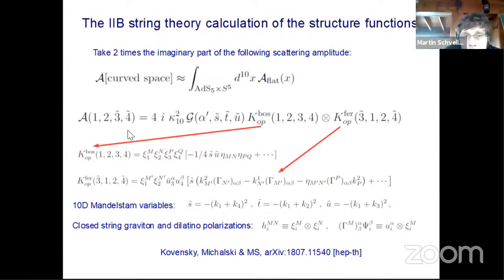The flat scattering amplitude is given by the product of these things. This function here contains the gamma structure of the amplitude, and this contains the kinematic parts of the bosonic open string and the fermionic open string. This is a typical Kawai-Lewellen-Tye formula. This is the way in which these 2 functions are written just in terms of Mandelstam variables in 10 dimensions, and also in terms of the closed string graviton and closed string dilatino polarizations.